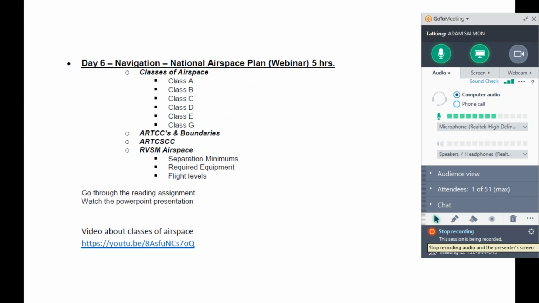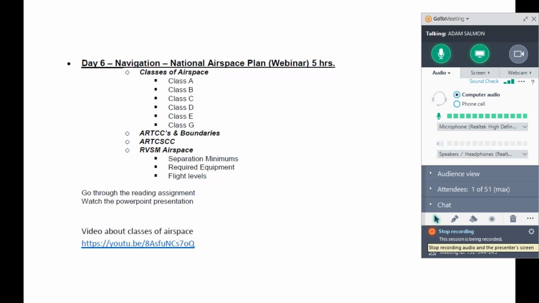Today you guys are going to be looking at classes of airspace, and that would be the following: Class A, Class B, Class C, Class D, Class E, and Class G. They refer to these in the phonetic alphabet. They call them Class Alpha, Class Bravo, Class Charlie, Class Delta, Class Echo, and Class Golf is how you'll actually hear them referred to.